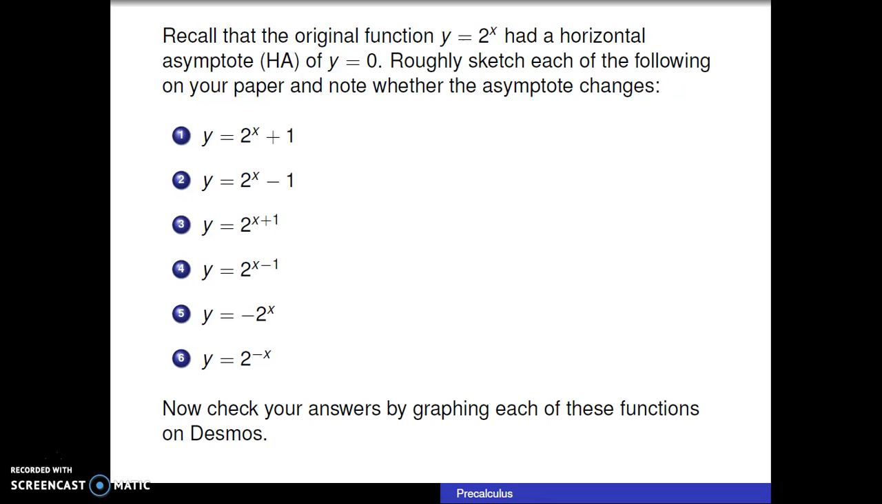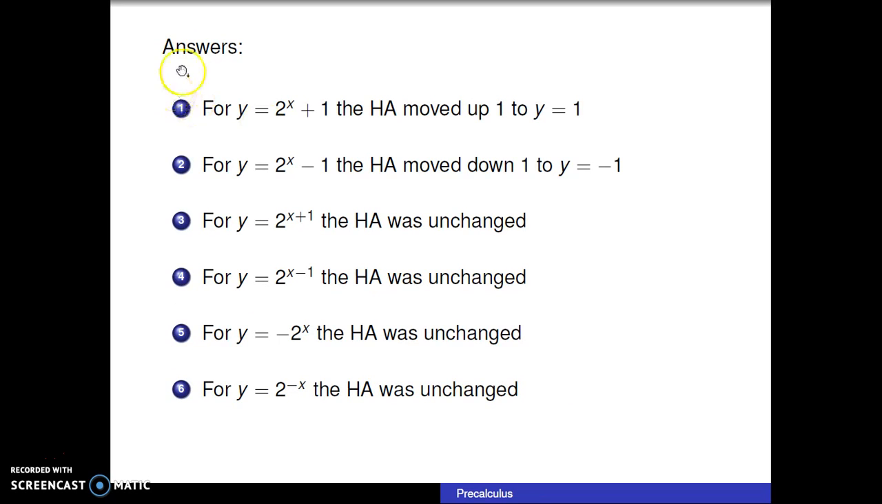Okay, so let's check your answers. For the vertical shifts up and down, you notice the asymptote moves along with the function. For the shift up 1, the asymptote moved from y equals 0 to y equals 1. For the shift down 1, the asymptote moved from y equals 0 to y equals negative 1. And all of these other shifts left the horizontal asymptote unchanged. It stayed at y equals 0. The function moved, but the asymptote stayed the same.